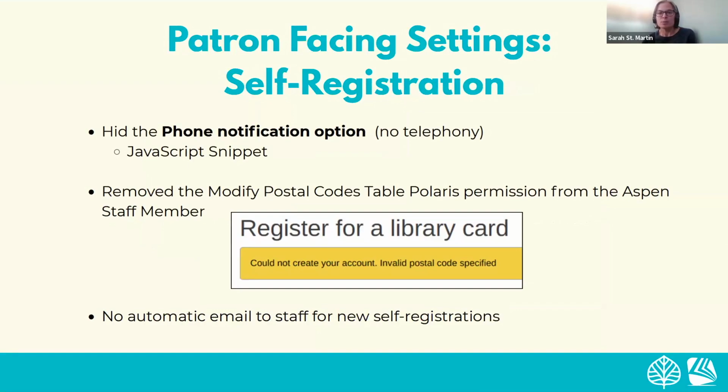So continuing on self-registration, if you are a Polaris library and you don't have telephony set up, you know that you can't use phone as a notification option in Polaris because no notices will be generated if that notification option is set. So we wanted to make sure patrons weren't selecting this when they were registering. So we used a JavaScript snippet to just hide that option in the self-registration.